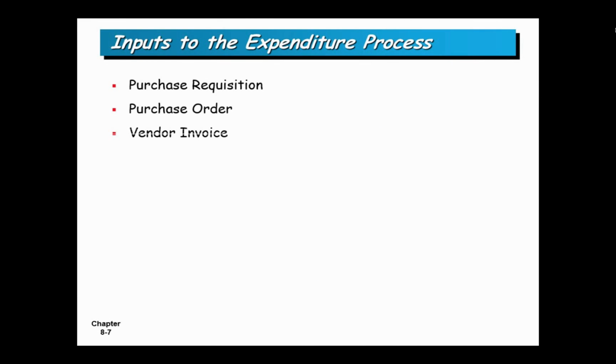Some of the inputs to the expenditure cycle are the requisition and your purchase order. Once the requisition goes out and the purchasing department determines which vendor to buy from, they will produce a purchase order. It could be paper-based and sent to them, or it could be online if you have an automated link to your vendors. That purchase order is the request for purchase.